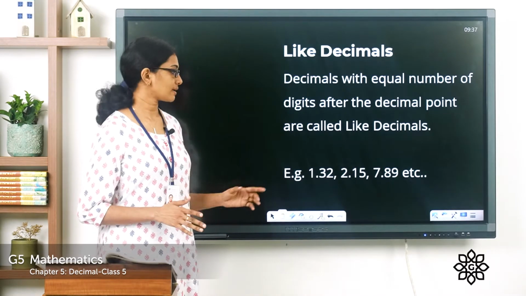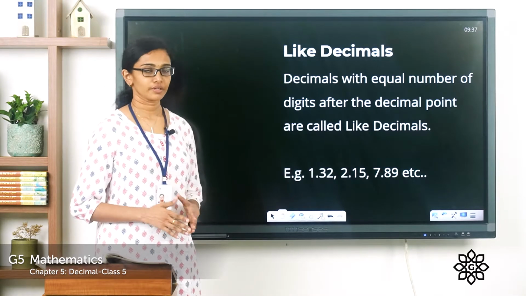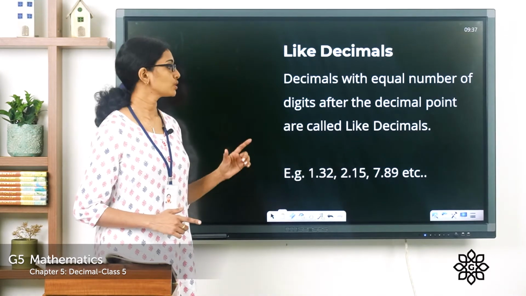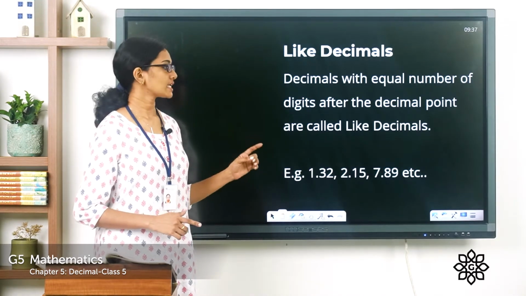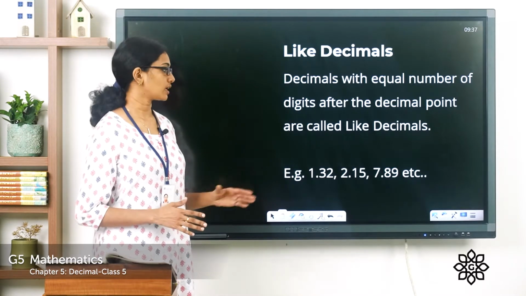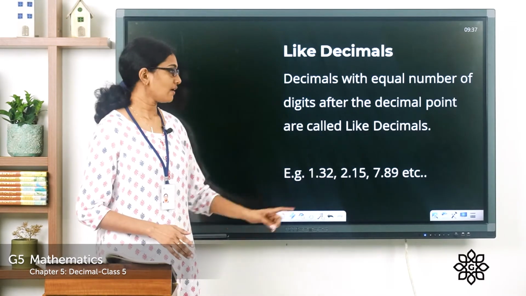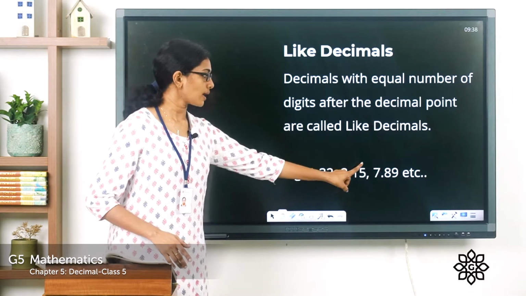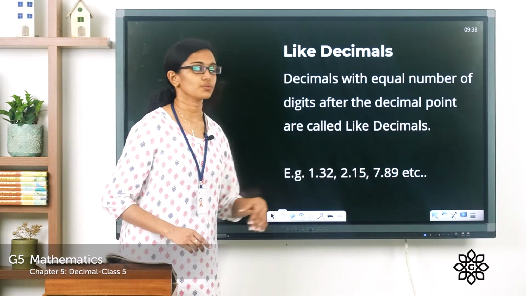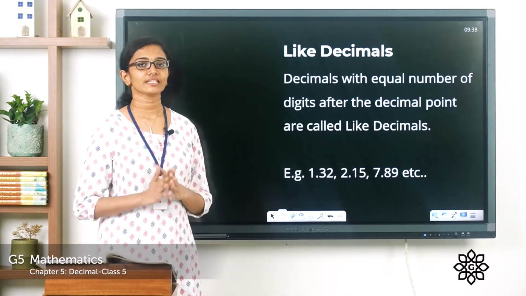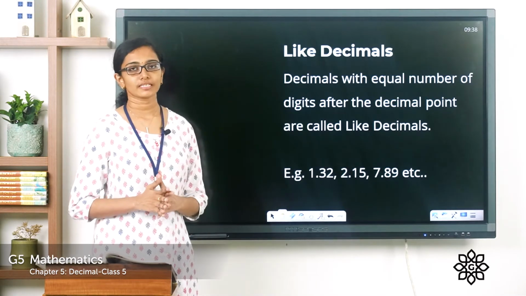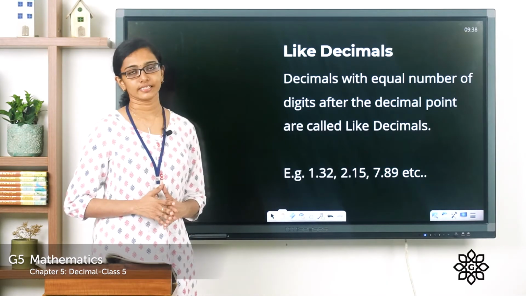You can see some examples here. The decimal numbers 1.32, 2.15, 7.89, etc. All these numbers have 2 digits after the decimal point. So such decimal numbers are called like decimals.